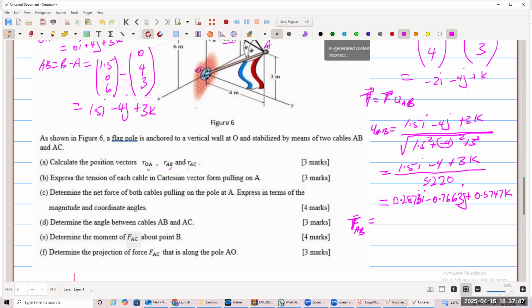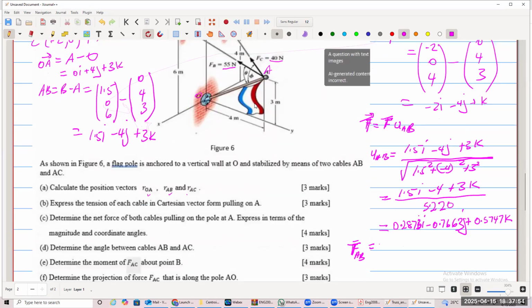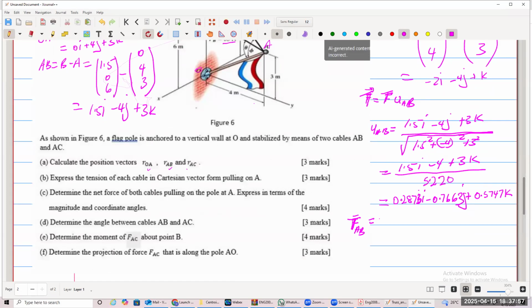So the tension is going to be equal to the force. What was its value again? As the AB value, it is 55. So it would be 55 times the unit vector, 0.2873I and so on. And if you're finding the opposite direction, you'd have to reverse the unit vector, remember? Because it gives you a direction. And then you multiply that out, and whatever you get would be your tension.